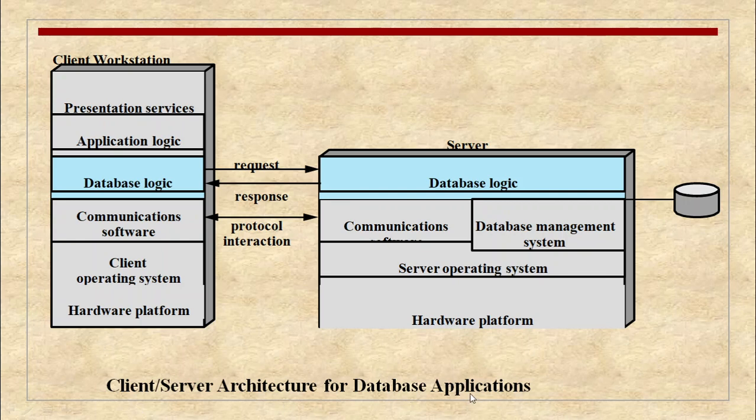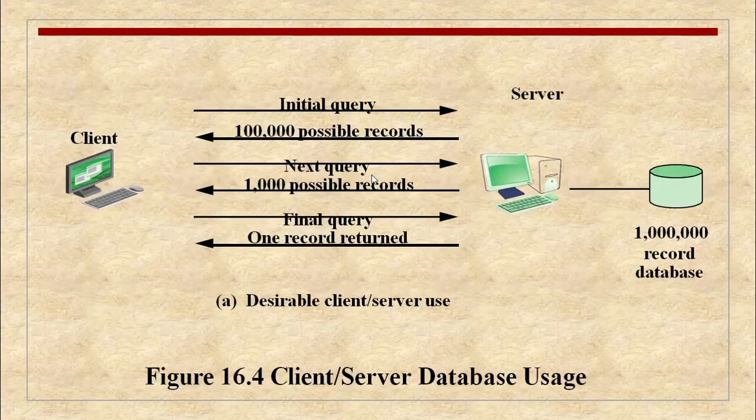So the architecture for the database application will be that database logic will be transferred from the server to the client. Now there is a client and there is a server, and it is going to record the database. Initially the query will be fired, and more than 1 lakh possible records can be transferred, then the next query, another 1000 possible records can be transferred, then the final query, 1 record returned. So, describe the client server use, how people are using the client and the server system. Client server database usage will be something like this.